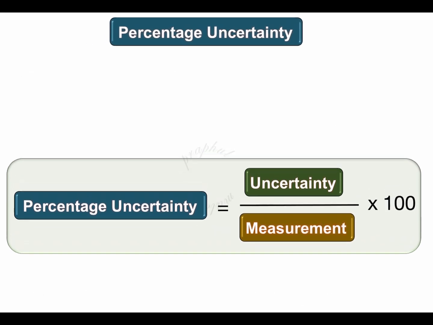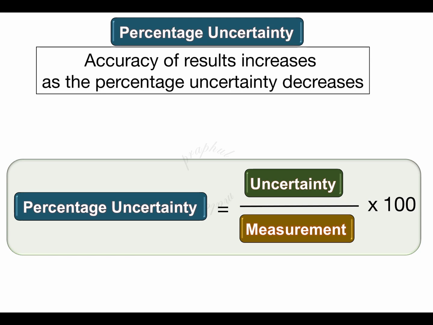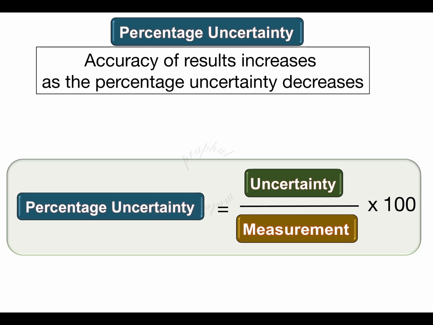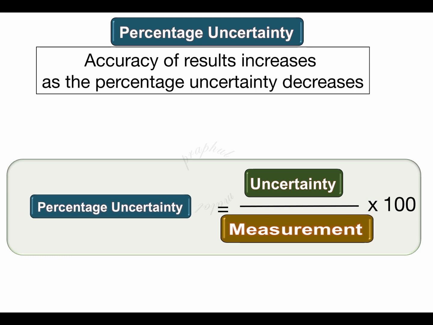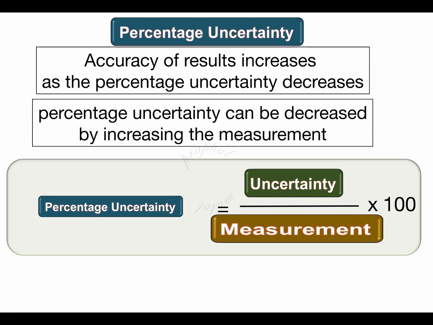It's because the accuracy of an experiment depends on the percentage uncertainty. So in order to make an experiment more accurate, you have to decrease the percentage uncertainty. Let's see how to reduce the percentage uncertainty. The most common way of reducing the percentage uncertainty is to increase the size of the measurement. As your measurement becomes bigger and bigger, the percentage error in the measurement will become smaller and smaller.